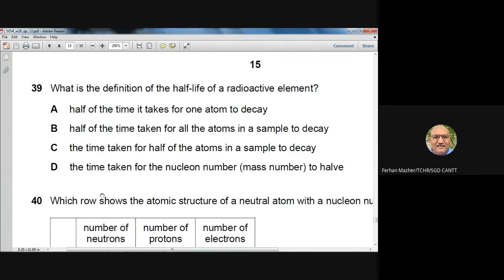The time taken for the nucleon number, mass number to have? No. C is the right option. The definition, C is the right definition: the time taken for half of the atoms in a sample to decay. C is the right option for question number 39.